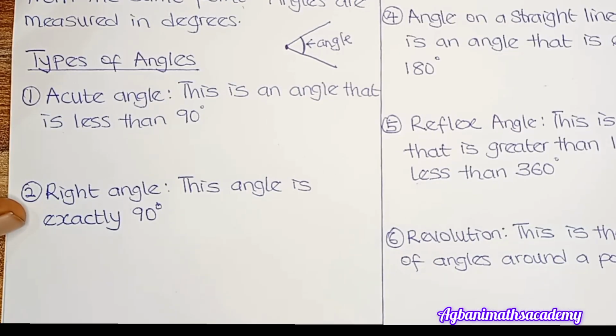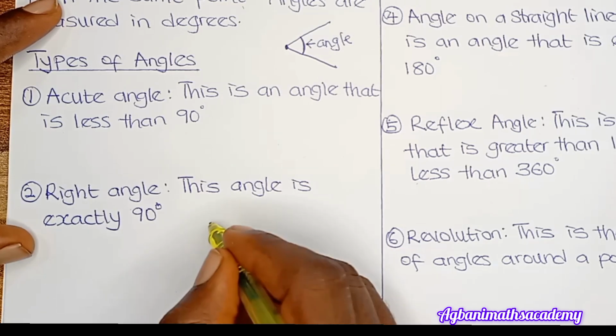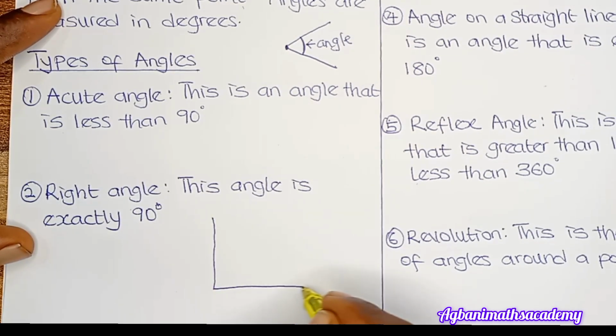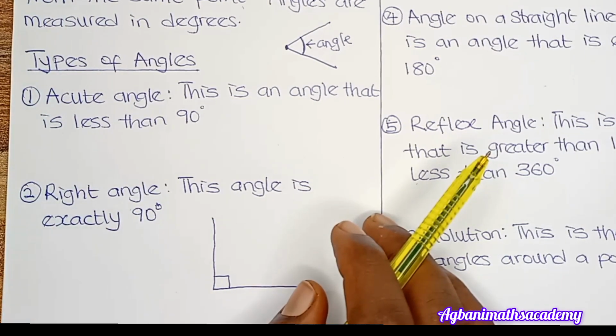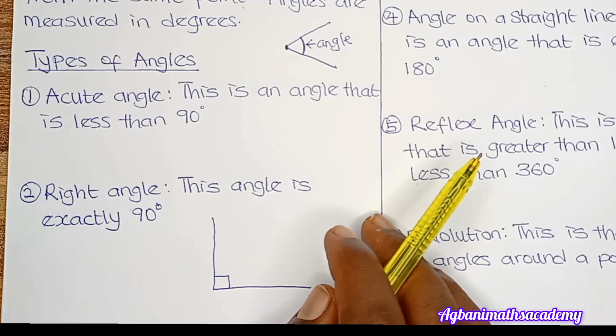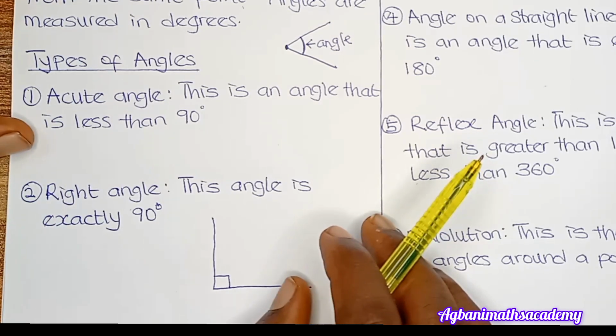This angle is exactly 90 degrees. So it's in this form, where a vertical line and a horizontal line meet at a point. They form a right angle, which is equal to 90 degrees.